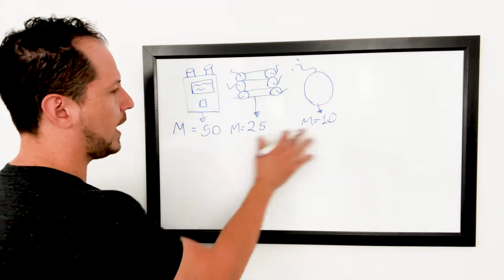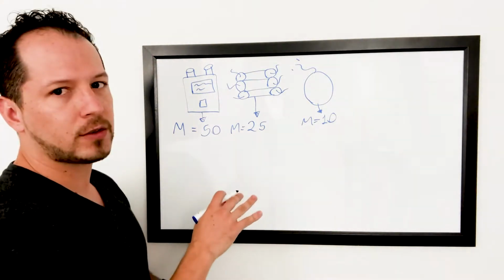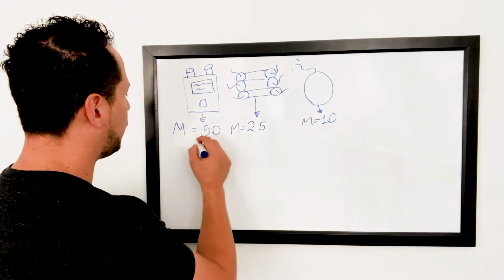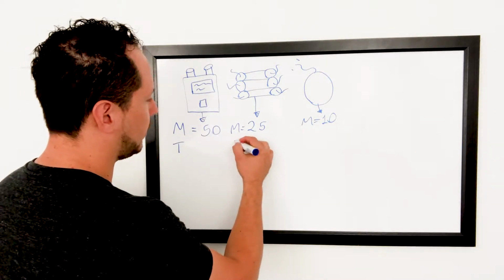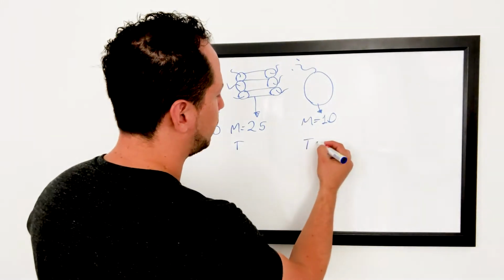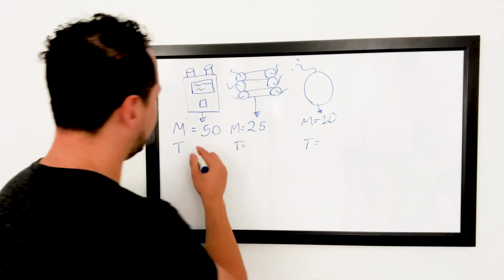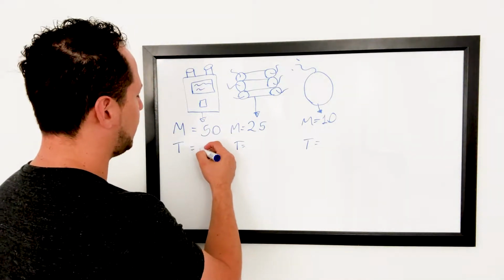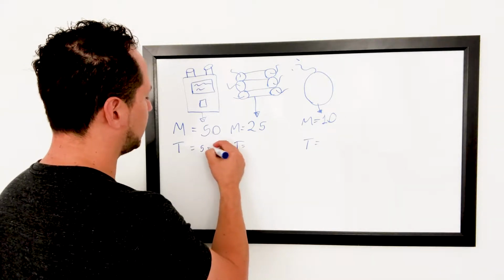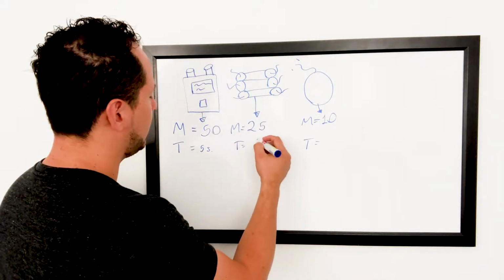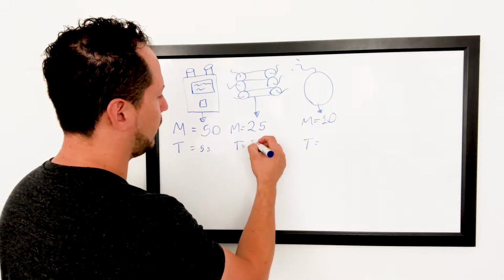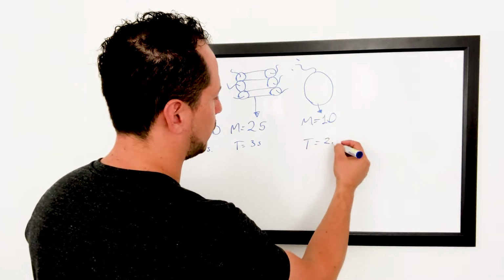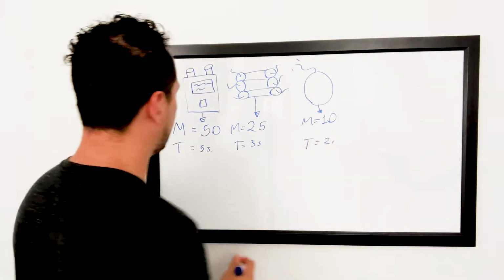The other thing that I want to add to all of these is how long it takes for the explosive to go off. I'm going to represent that with T, so T is going to be our time. I'm going to say that the time this explosive takes is about 5 seconds, so it's going to be 5s. This one we'll give 3 seconds. This one is going to be 2 seconds. We're going to adjust these numbers as we go.